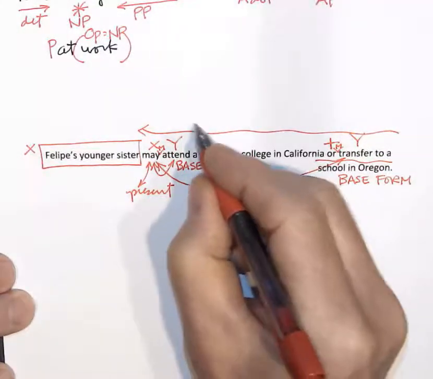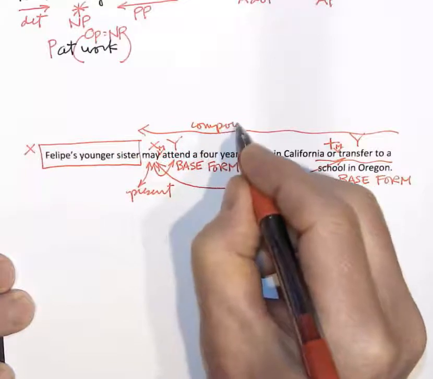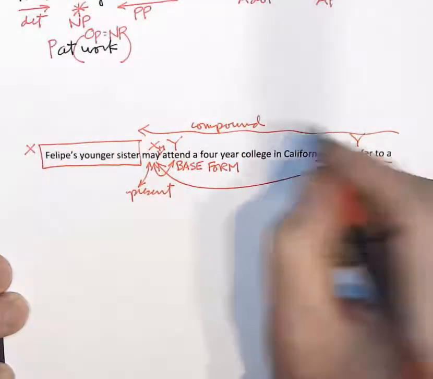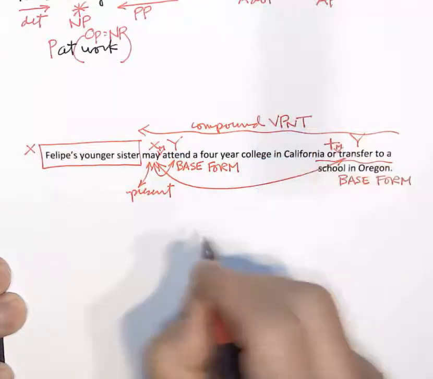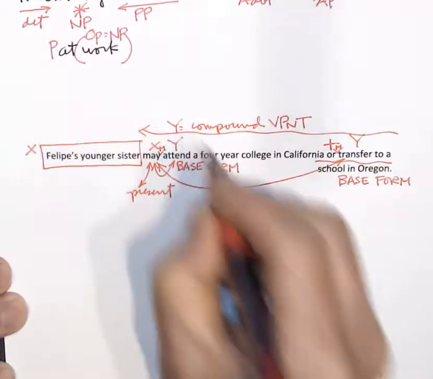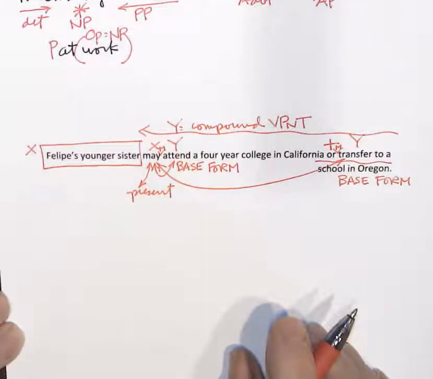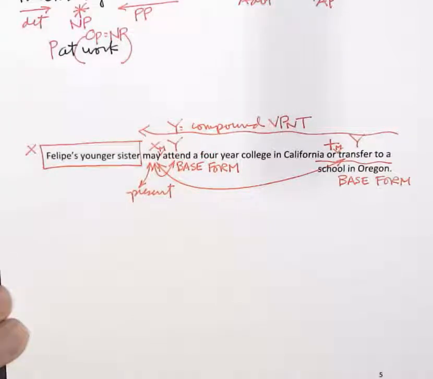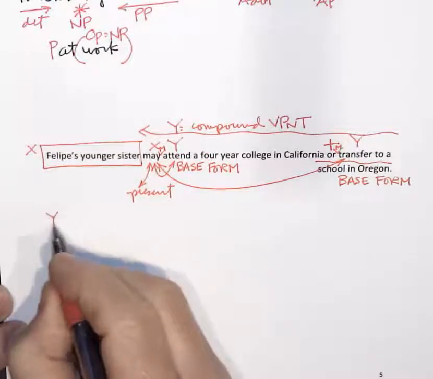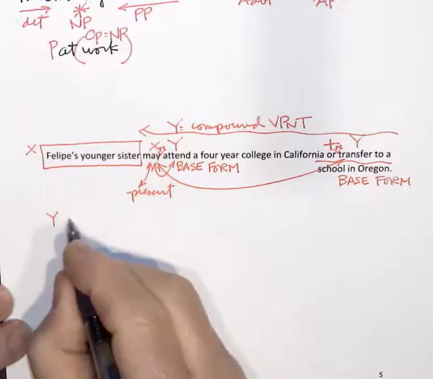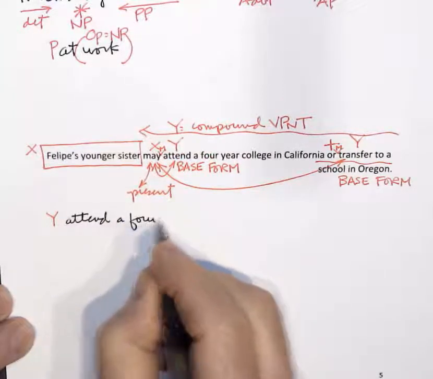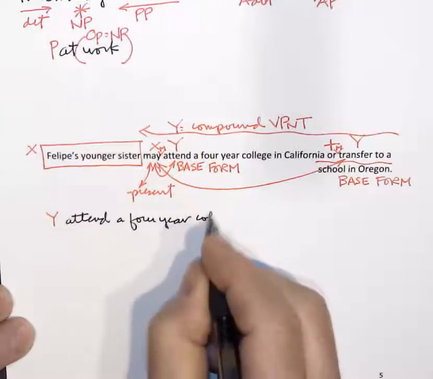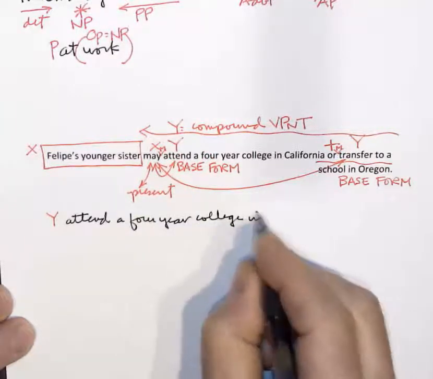This sentence is compound verb phrases with no time. That's what we have in the Y. Compound verb phrases with no time. So let's do one at a time, and let's do our first Y. Attend a 4-year college in California.